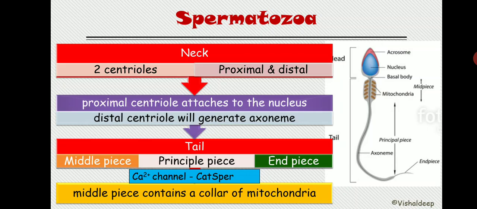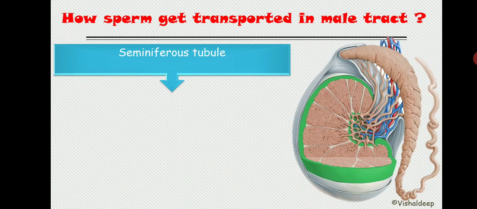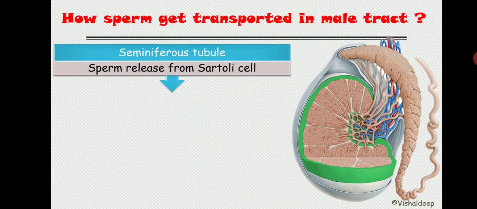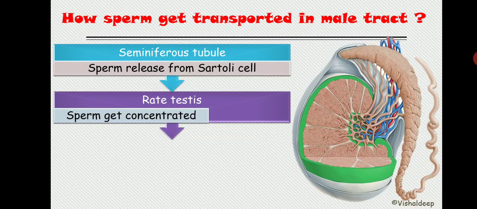Now how does the sperm get transported in the male tract? The same route that is shown in our anatomy of the testis, basically starting from the seminiferous tubule. Then sperm will be released from the Sertoli cell, that is it enters inside the rete testis. Now inside this rete testis, sperm get concentrated. Here comes the action of estrogen. What does estrogen do? The sperm concentration is done by estrogen. Estrogen will reabsorb the fluid that is present inside the rete testis.